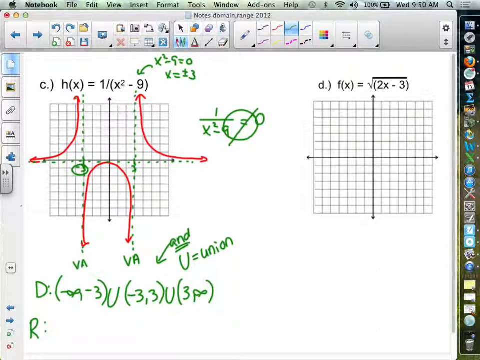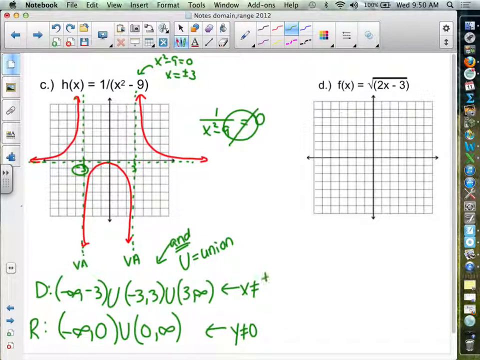So my range for this one goes from bottom to top, lowest value is -infinity, up to 0 but doesn't equal 0, and then it continues from 0 up to +infinity. So this is a fancy way of saying y doesn't equal 0. This is a fancy way of saying x doesn't equal +3 or -3. So it's just interval notation. You just work from left to right for domain, bottom to top for range.